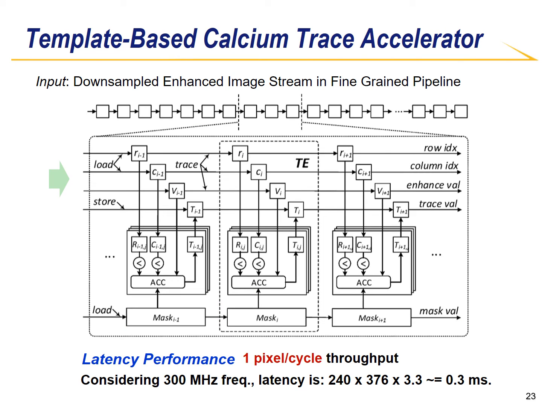This figure shows the accelerator design for the calcium trace accelerator. This accelerator is made up of a chain of tracing elements called TEs. The input of the accelerator is the downsampled enhanced image stream, which is fed into the accelerator in a fine-grained pipeline at 1 pixel per cycle throughput. Binary cell masks are stored locally in each TE, and the tracing task finishes as the image flows through the chain of TEs. Considering 300 MHz clock frequency, the processing latency for the downsampled QVGA image is about 0.3 milliseconds.